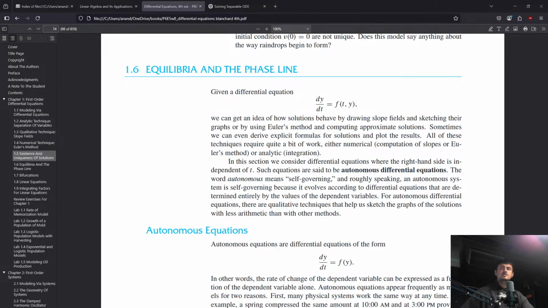All right, so we're going to be doing section 1.6 of Blanchard's differential equations. So let's just get into it. All right, we're going to be doing all the exercises too.